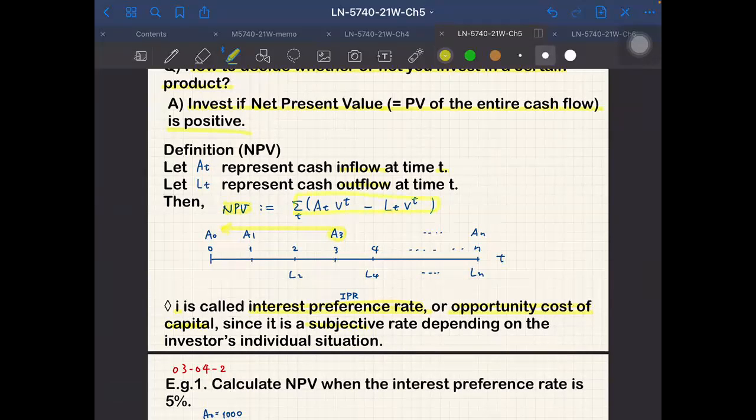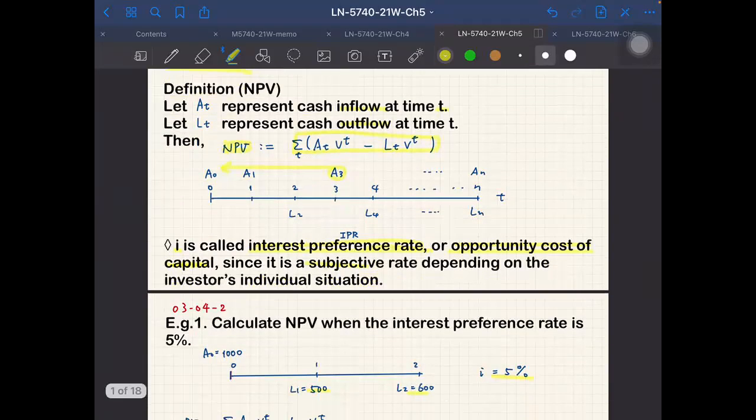And the NPV is defined by this quantity. So basically, we discount everything and evaluate at present. Then we can see whether or not this is positive.